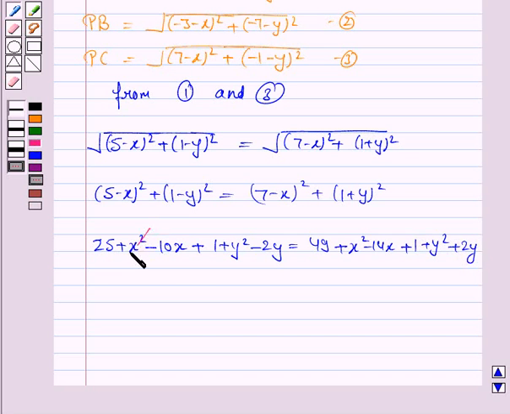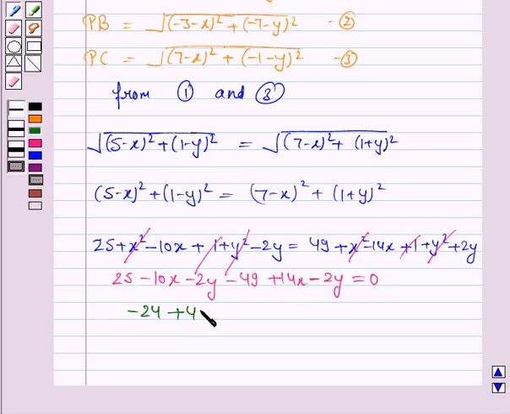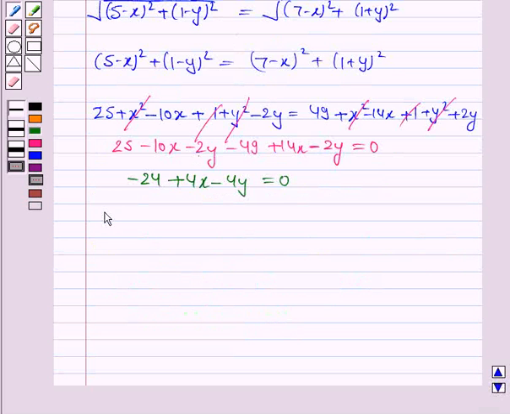Now we see that x square gets cancelled with x square, y square gets cancelled with y square, 1 gets cancelled with 1, and we have 25 minus 10x minus 2y minus 49 plus 14x minus 2y is equal to 0. Now 25 minus 49 is minus 24. Minus 10x plus 14x is plus 4x. Minus 2y minus 2y is minus 4y is equal to 0. So this implies 4x minus 4y is equal to 24. So this implies x minus y is equal to 6, taking 4 common.